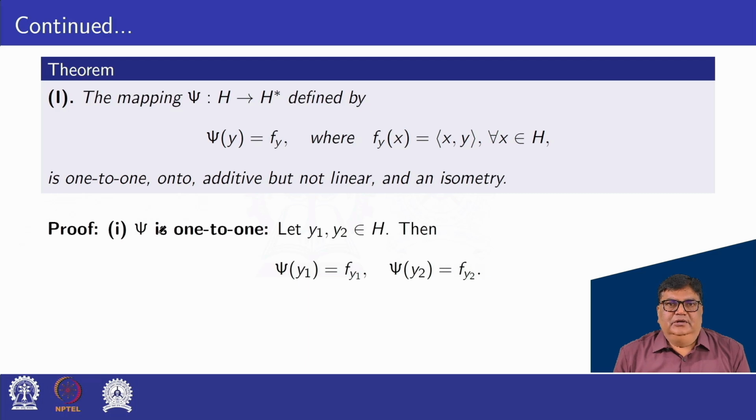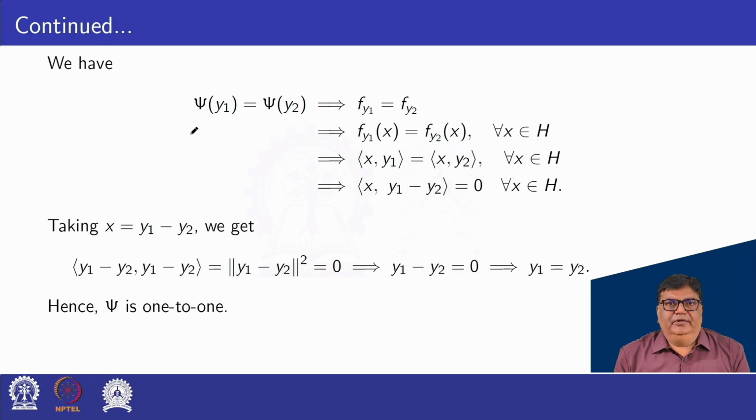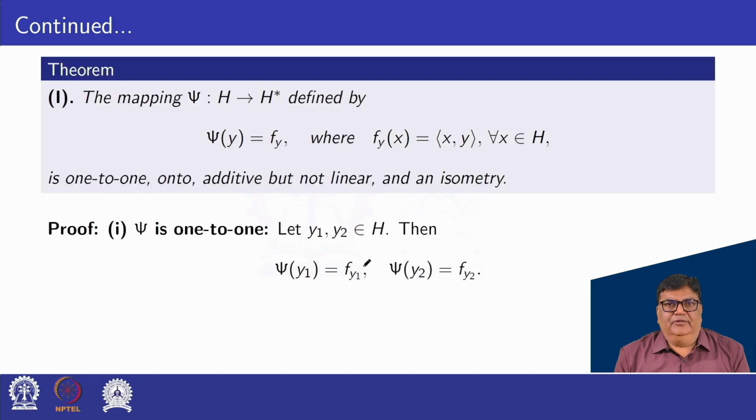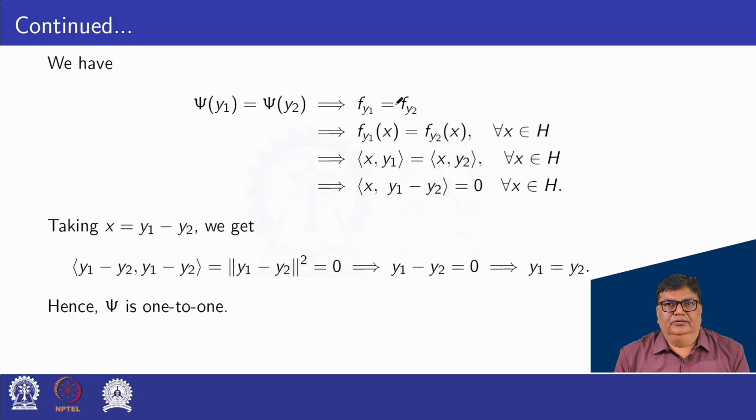Proof: first, psi is one-to-one. Let y1, y2 belonging to H. Then psi y1 is equal to Fy1 and psi y2 is equal to Fy2. We have psi y1 is equal to psi y2, that is Fy1 equal to Fy2. So this can be written as Fy1 of x equal to Fy2 of x for all x belonging to H.